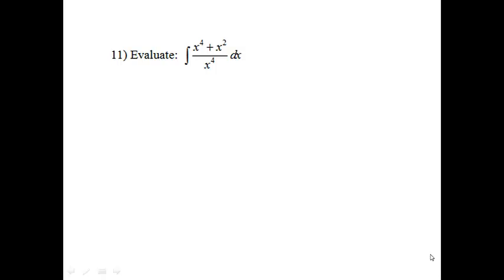Problem 11. Evaluate the integral of x to the fourth plus x squared all over x to the fourth dx. Even though there's a denominator on this one, we're not going to do a du over u, because there's so much going on in the numerator. So what I'm going to do instead is bring the x to the fourth up top. That's going to make this x to the fourth plus x squared multiplied by x to the negative 4.